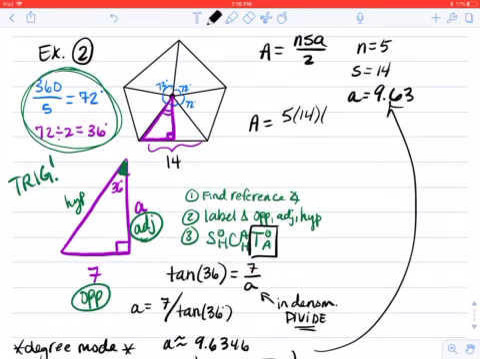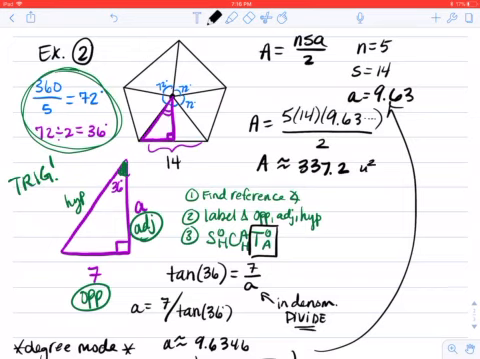So now we do NSA over 2. So 5 times 14 times that whole big long decimal divided by 2. And that is going to be approximately, now we can round to the nearest tenth, 337.2 units squared. Didn't give you units, that's okay. So that's how we use trig.